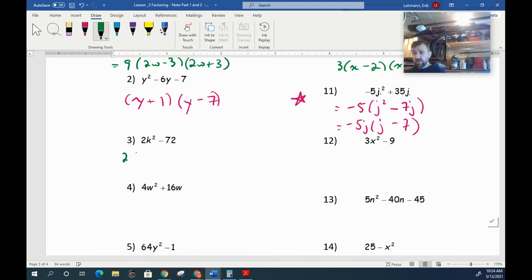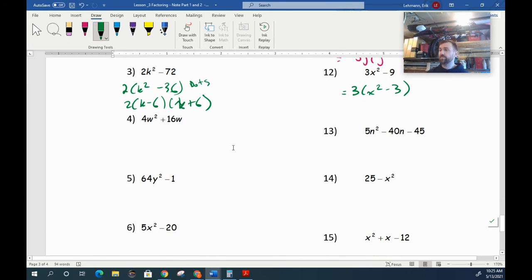Factor out a 2. K squared minus 36. Again, 2k minus 6k plus 6. Factoring out a 3, x squared minus 3. We're done. We cannot factor further because 3 is not a perfect square. This is dots because 36 is a perfect square, but the square root of 3 is not a whole number.